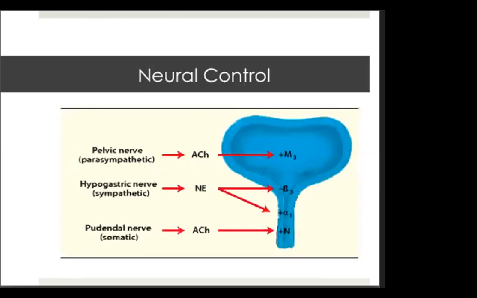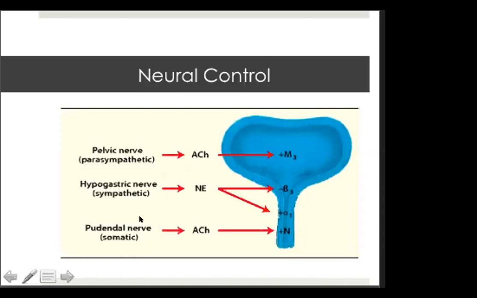So for the pelvic nerve, it is parasympathetic, so not in our control. It releases acetylcholine that binds to the M3 receptor, which causes the contraction of the detrusor muscle. So next is the hypogastric nerve, which is sympathetic. It targets two things. First, the detrusor muscle, where it causes relaxation by binding to the beta 3 receptor. Then for the internal sphincter, it causes contraction.